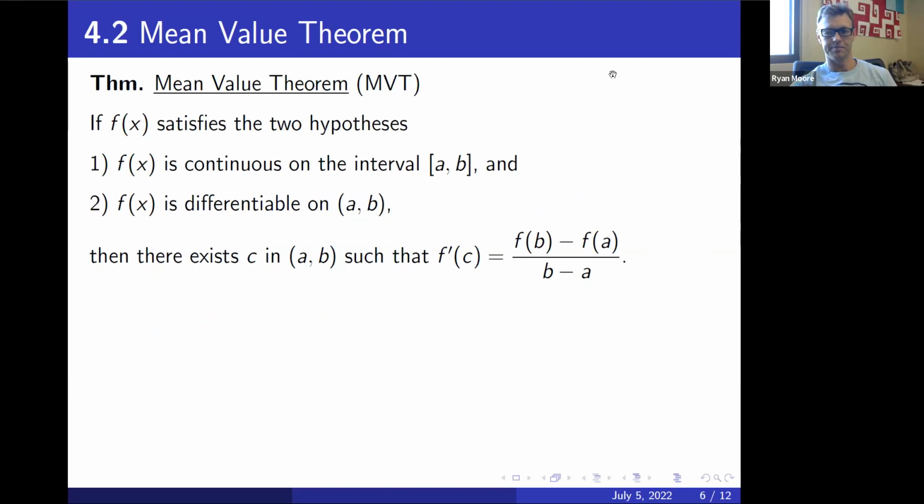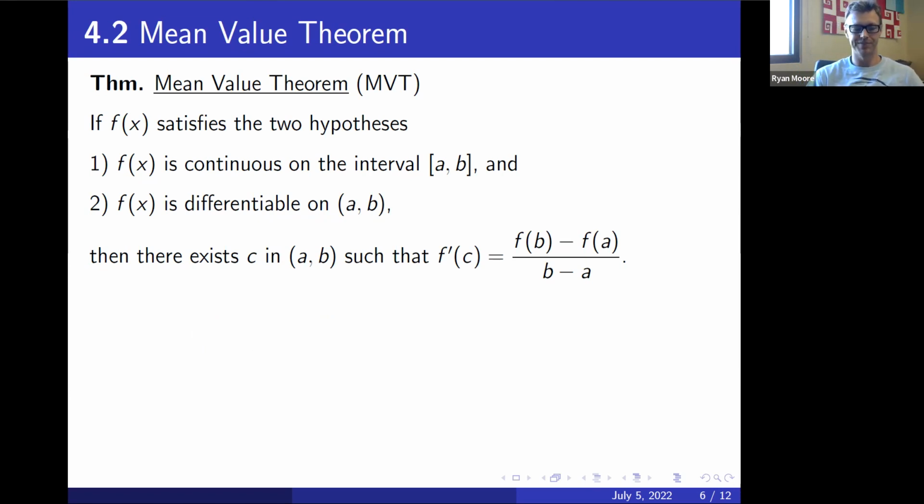Moving ahead. It's the mean value theorem. We're ready. The mean value theorem, abbreviated MVT, sometimes affectionately referred to as the most valuable theorem. It's not the most valuable theorem at all, but it's fun to say that sometimes. MVT, okay, what is the mean value theorem?